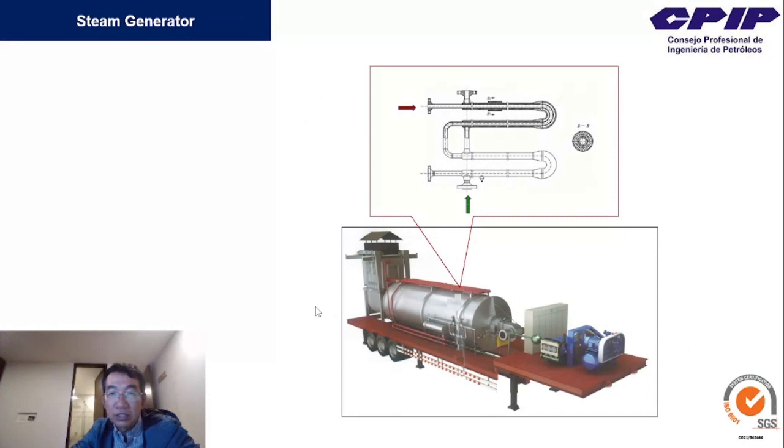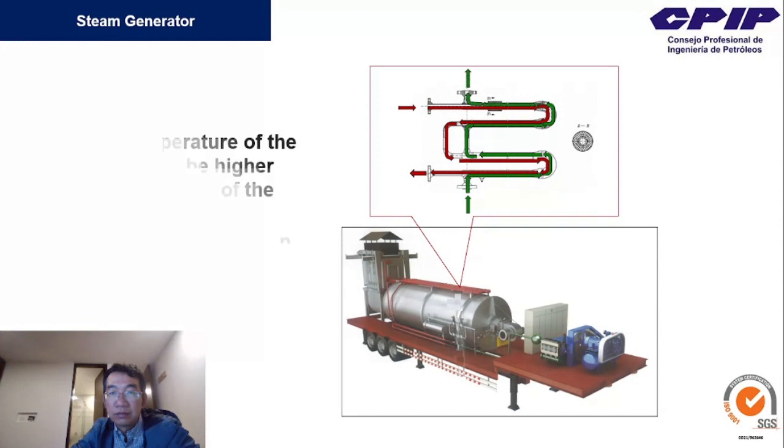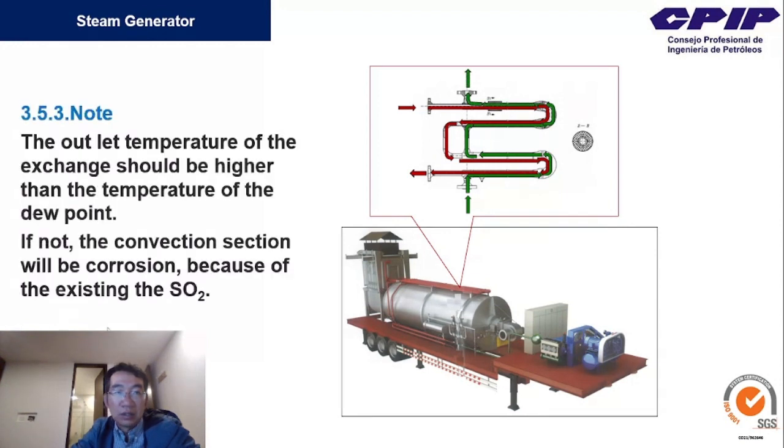This picture will show the heat exchanger. The outlet temperature of the exchanger should be higher than the dew point temperature. If not, the convection section will suffer corrosion because of the existence of SO2.